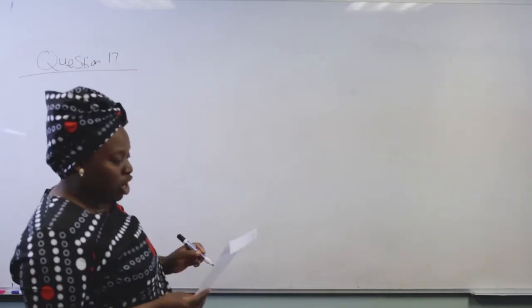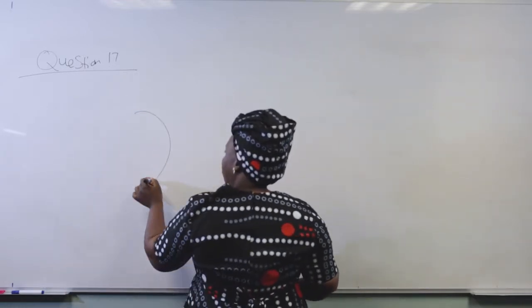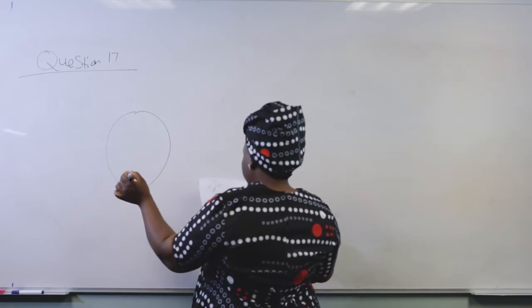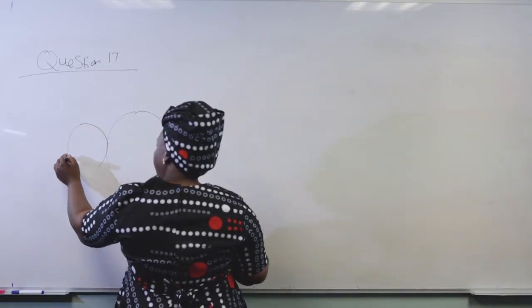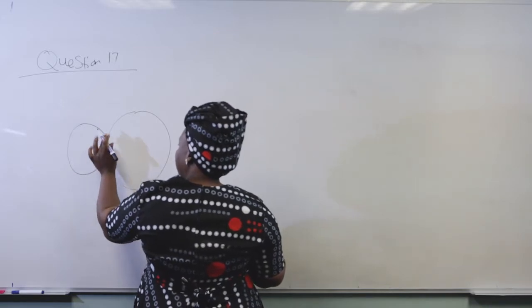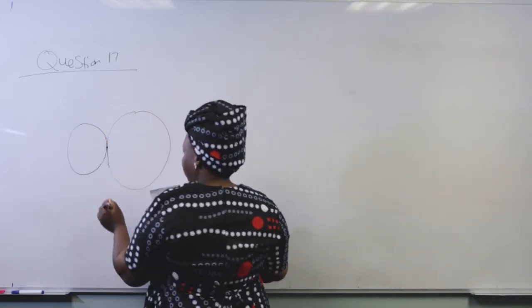First, let's draw the shape. This is a bit complicated, but I'll try to draw it as it is. There's a bigger circle and a smaller circle. The two of them are intersecting at one point. So let's wrap that and try to do this. Okay, there is our intersection.